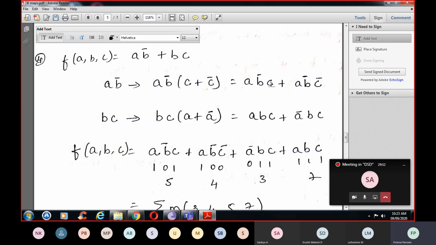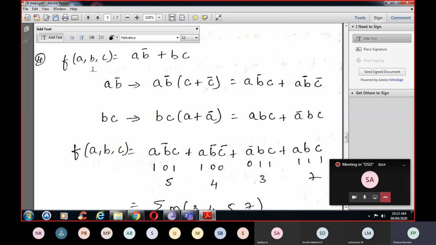You have to follow the same sequence. So here it is A B bar C plus A B bar C bar. Now here the A term is missing. When the A term is missing, I will multiply it with A plus A bar. A plus A bar is nothing but equal to 1. So you will get back the same min term, that is the same BC.